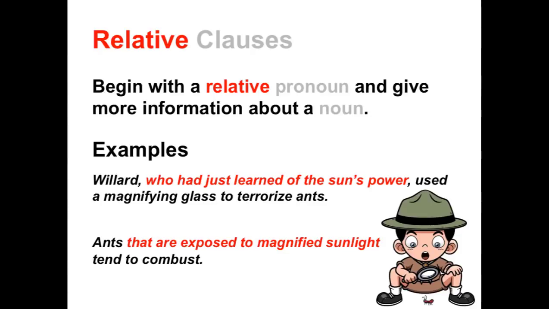Here is another example of a relative clause. Ants that are exposed to magnified sunlight tend to combust. In this example, the relative pronoun that introduces the relative clause that are exposed to magnified sunlight, and this provides more information about the ants.